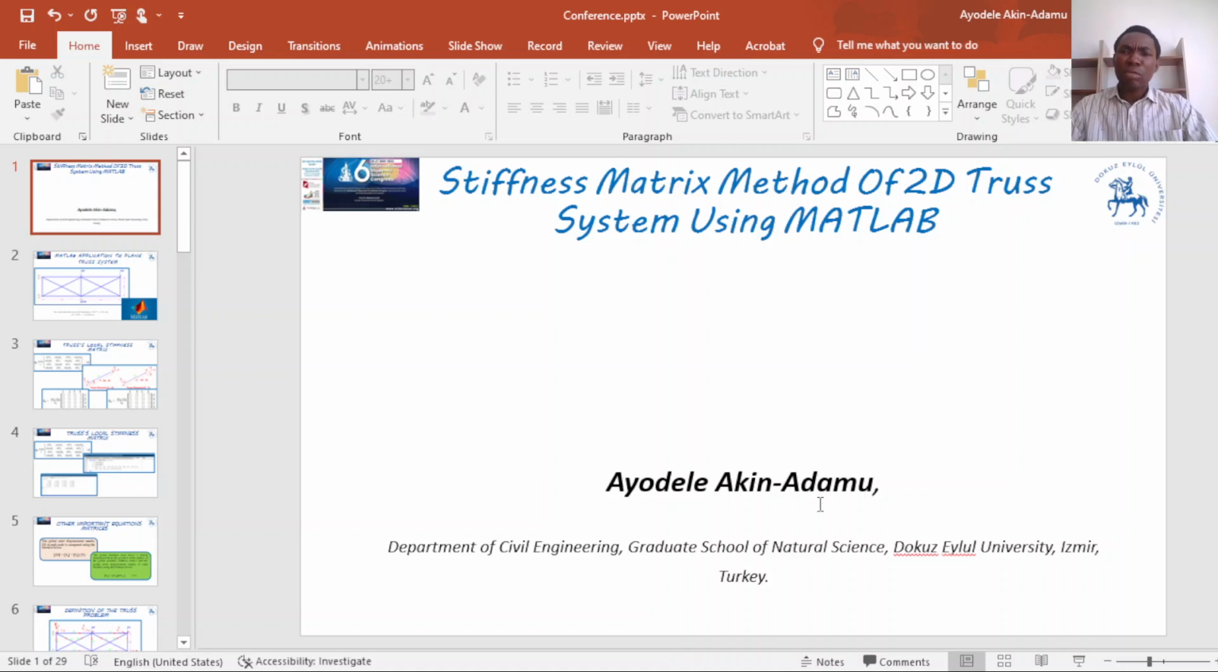So I'm going to start the lecture now. The title of this lesson is stiffness matrix method of 2D truss system using Matlab. The stiffness matrix method is very similar to the finite element procedure, so it actually does not matter. The stiffness matrix method is finite element procedure.